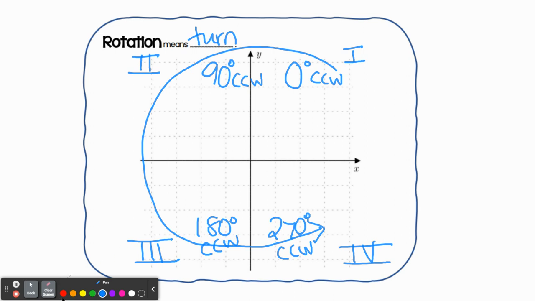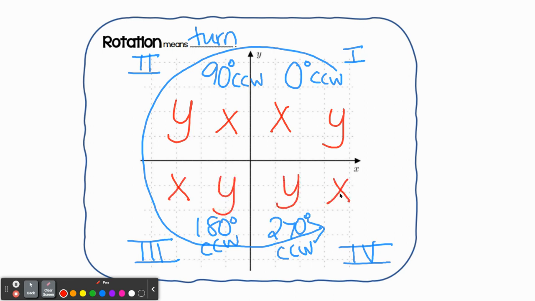So to write our rule, we always start with x and then y. Then we go y and then x, x, y, and then y, x. Let's go ahead and write our signs now. To get to this quadrant, I have to go to the right and up. So that's positive, positive. To get to this quadrant, I have to go to the left and up. That's negative, positive. To get to this quadrant, I have to go to the left and down, which means negative, negative. To get to this quadrant, I have to go to the right and down. That's positive, negative.